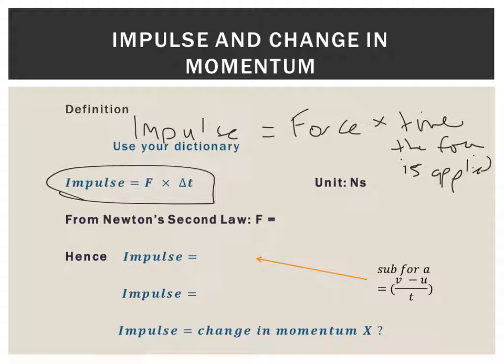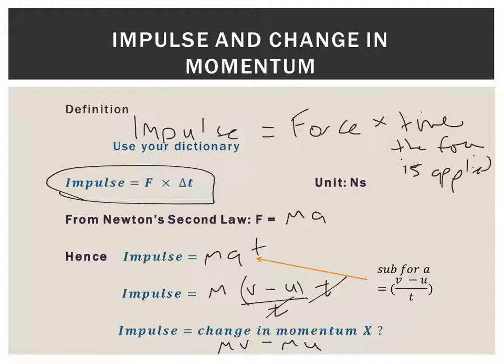Now we know from Newton's second law that F equals ma. So therefore impulse is equal to mat. And we know that for acceleration it's (v minus u) over t. So m(v minus u) over t, times t. Then we can see that the times will cancel, and it's just mv minus mu, which is equal to change of momentum. So impulse is actually equal to change of momentum.